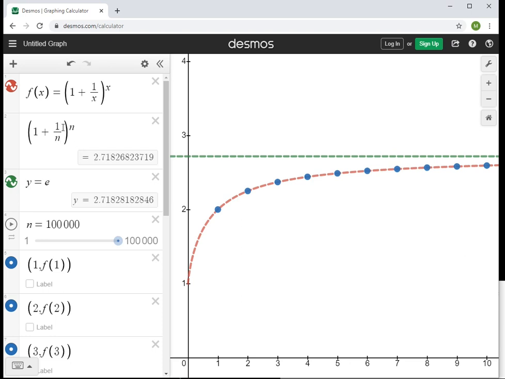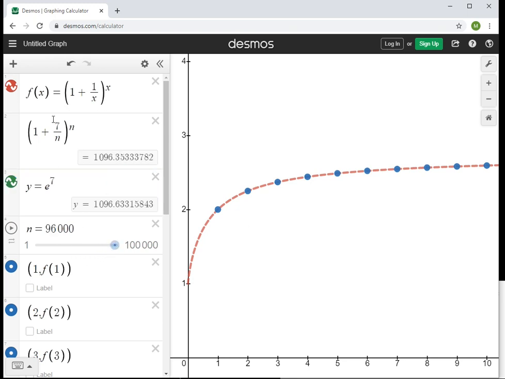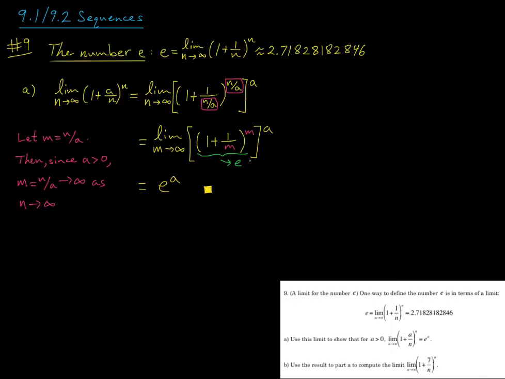Okay, quick verification of that. Let's say I replace this 1 with a 7. And then I compare that to e to the 7th. Yeah, right? So as I let n increase, yes, it appears that this quantity is converging to e to the 7th. All right, and we've proven that right here.